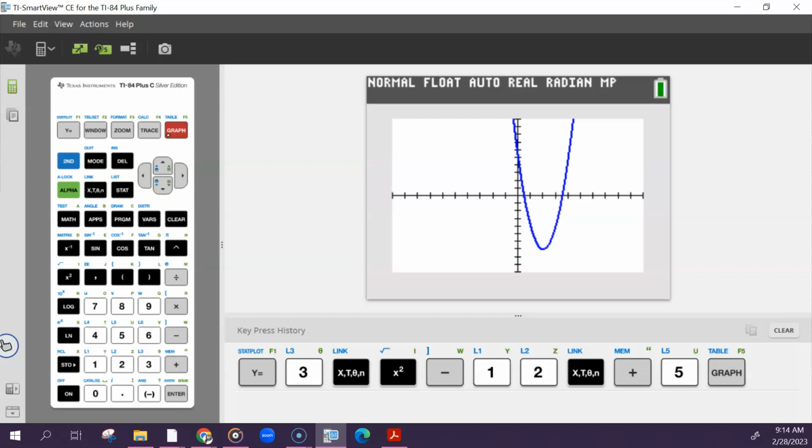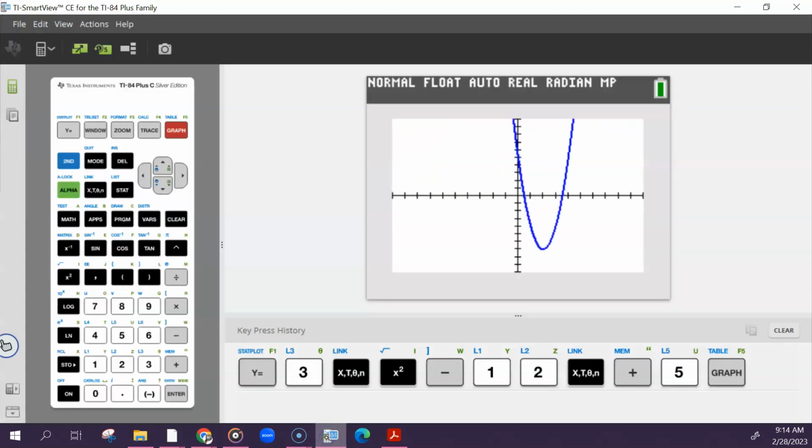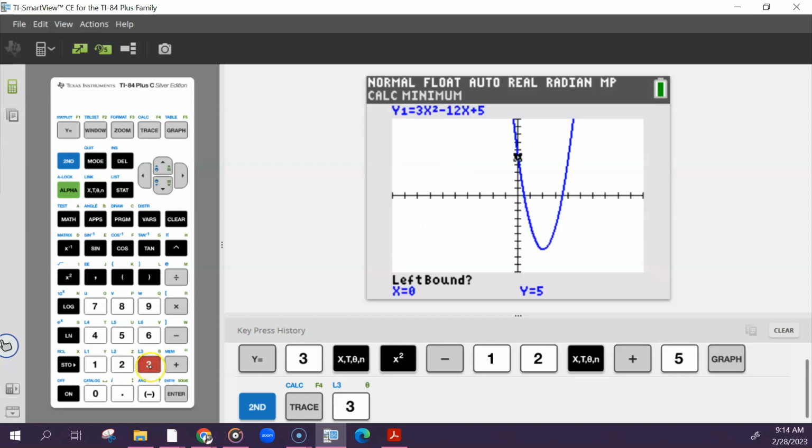Okay? So we said that this is going to be a minimum. So we're going to go into second trace and find the minimum. And then it'll ask you for a left bound, right bound. We did that before with our x and y intercepts. We know our vertex is going to be here, and we could probably count it, but it might be off. So just to make sure, pick some point to the left of this. Doesn't matter what it is. I'm going to choose 0 and hit enter.